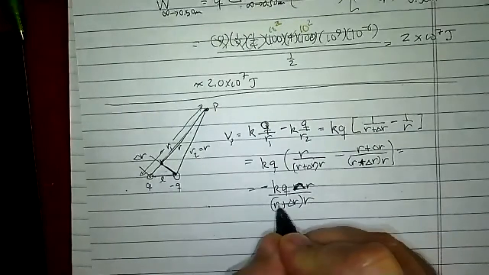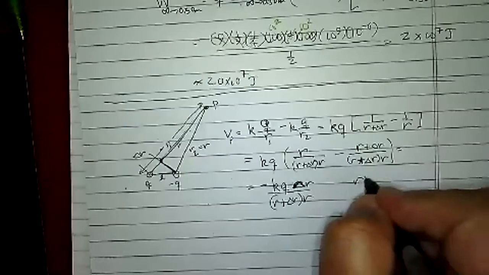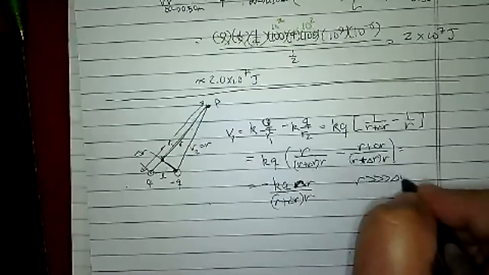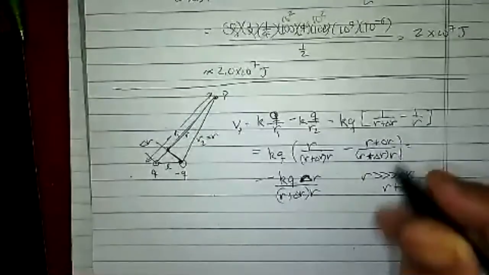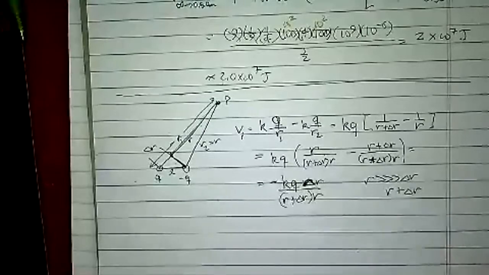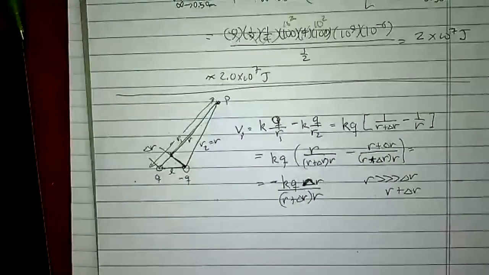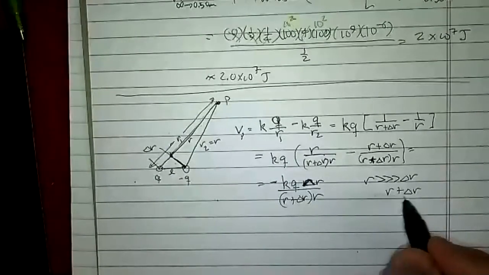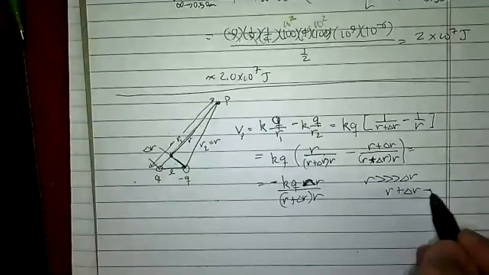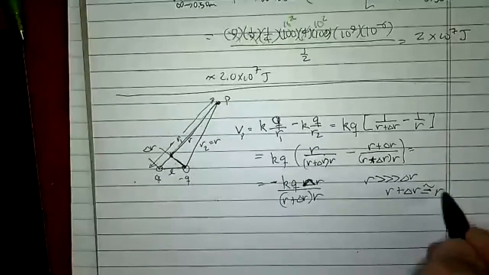Now, here's the deal. If R is much, much, much greater than delta R, then R plus delta R is like adding, okay, hey, you just won $10 million in the lottery. And then someone says, oh, by the way, that was just a round figure. You actually won $10 million plus a penny. I think you all agree that it's essentially $10 million. So that's what's going on here. We're adding a penny to $10 million. So R plus delta R is essentially equal to just plain R.